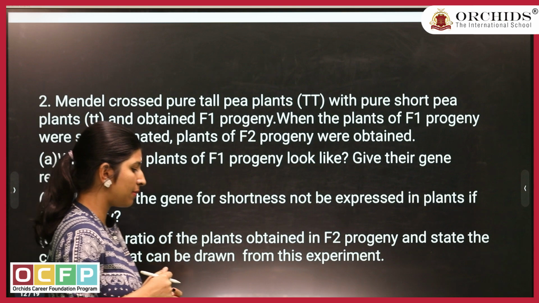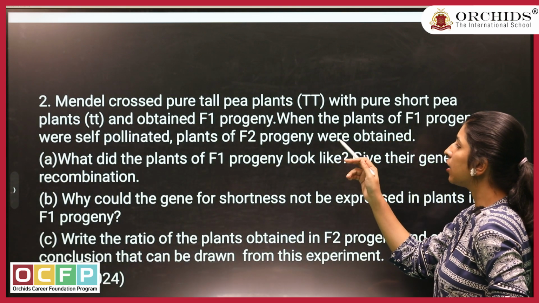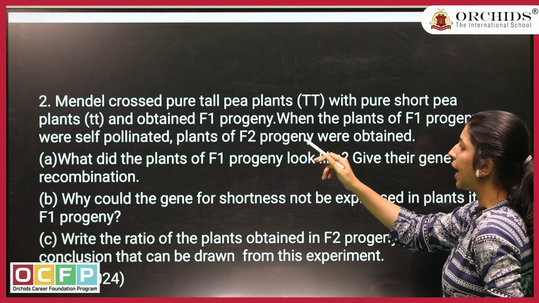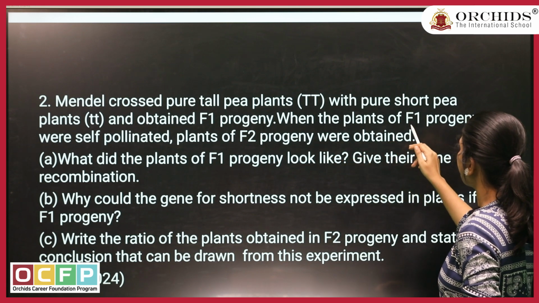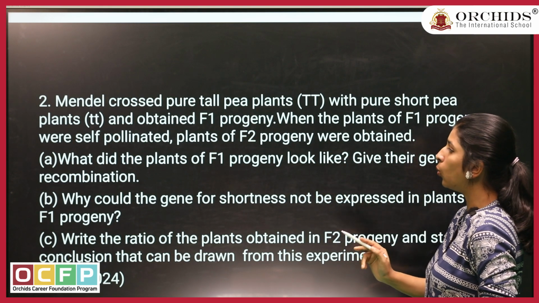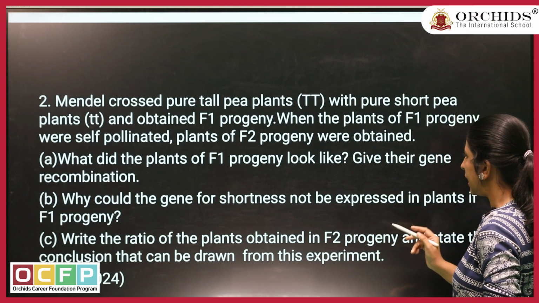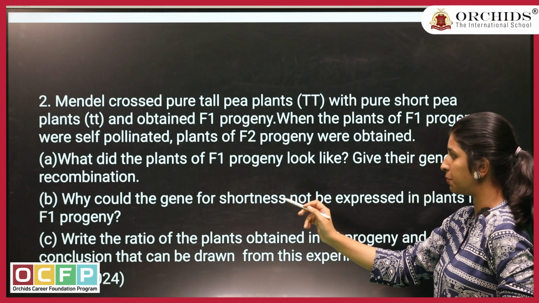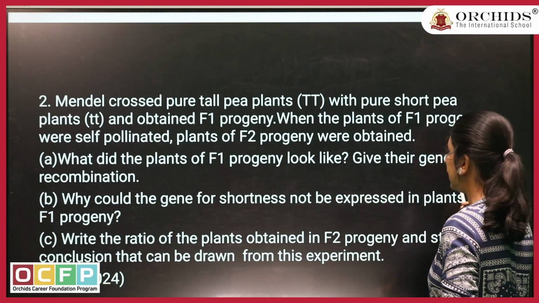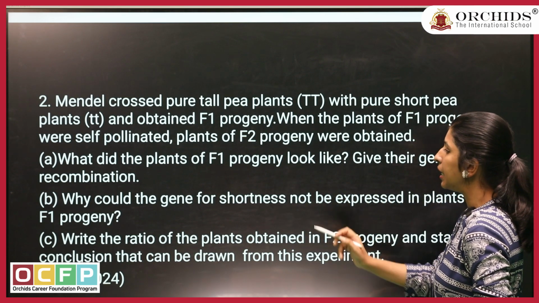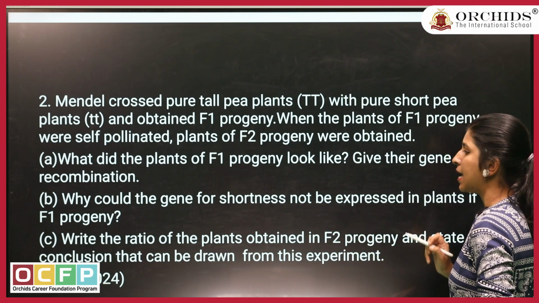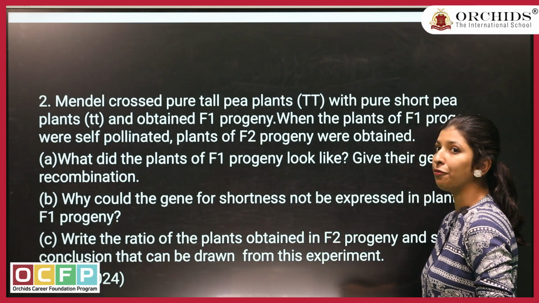This is the second question from the 3-mark section. Let's read it once. Mendel crossed pure tall pea plants (capital T) with pure short pea plants (small t) and obtained F1 progeny. When the plants of F1 progeny were self-pollinated, plants of F2 progeny were obtained. Question A: what did the plants of F1 progeny look like? Give their gene combination. Question B: why could the gene for shortness not be expressed in plants of F1 progeny? Then the third question is, write the ratio of the plants obtained in F2 progeny and state the conclusion that can be drawn from this experiment. This is again a CBSE 2024 question.